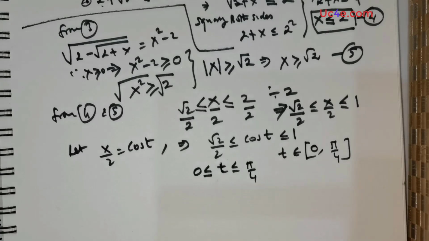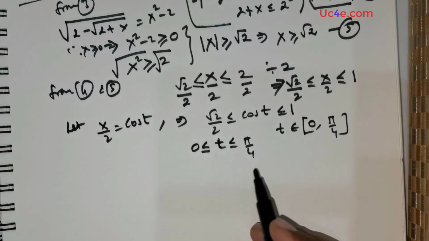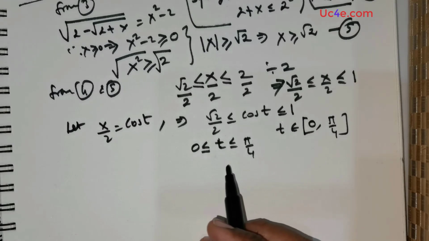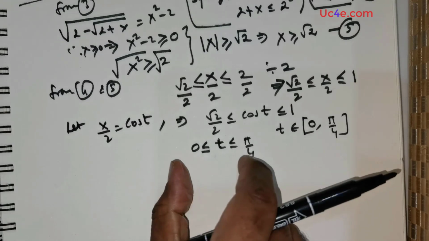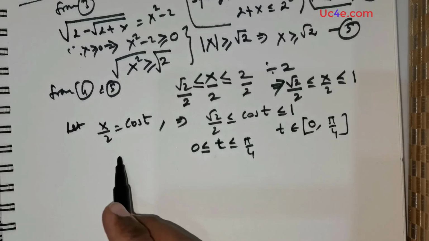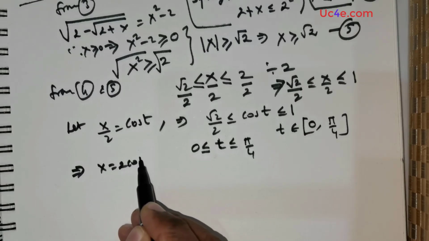Right? We have studied this. Please refer to my course on trigonometry, which I have already uploaded on this channel. There are 3 parts, 3 lectures, and they amount to 8.5 hours of lessons on trigonometry. So you can watch them and you can have an idea why I'm writing it like this. So we have got the interval for t, and since I've taken x over 2 equal to cos t, this would mean x is equal to 2 times cos t.